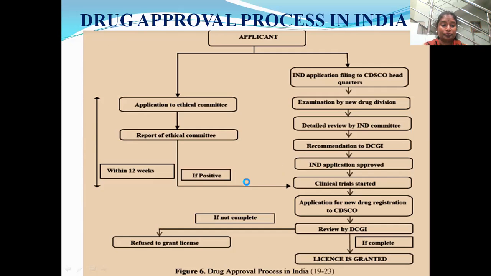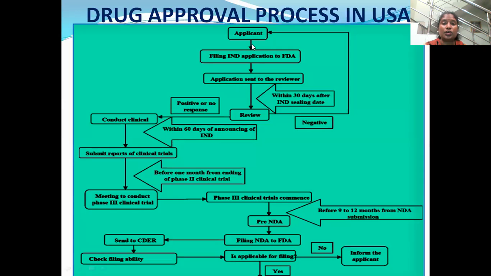Next, the drug approval process in the USA. First, the applicant files the IND application to the FDA. In India we apply to the CDSCO; in the USA we apply to the FDA. The FDA sends this application to the reviewer, and the application is reviewed.